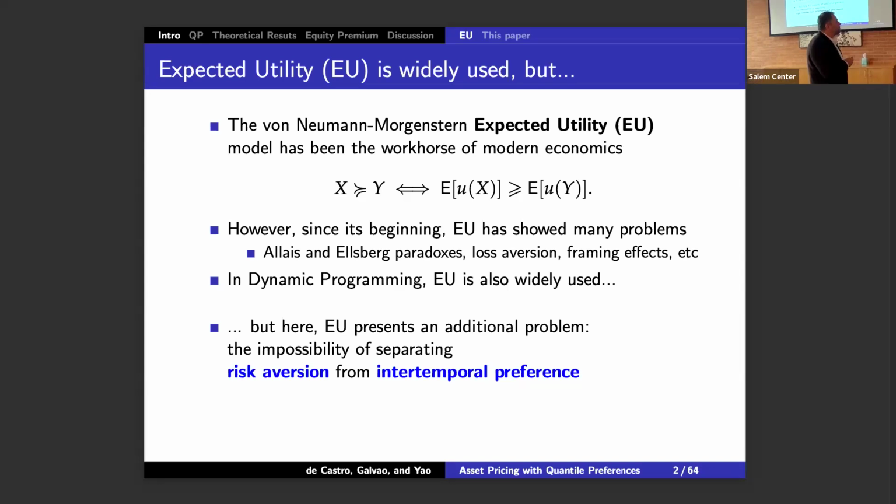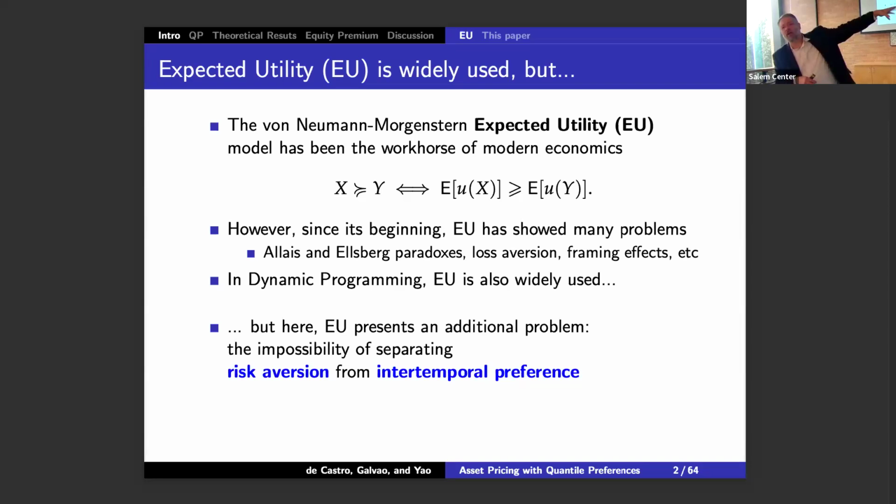Since the beginning, when it was proposed, people started to realize that there were a lot of problems with expected utility. But most of the problems referred to, for instance the Allais paradox, the Ellsberg paradox, and loss aversion that led to Kahneman-Tversky prospect theory, are in general related to one-shot decisions. You face just one stage of risk, you make the choice according to expected utility, and you have all these problems.